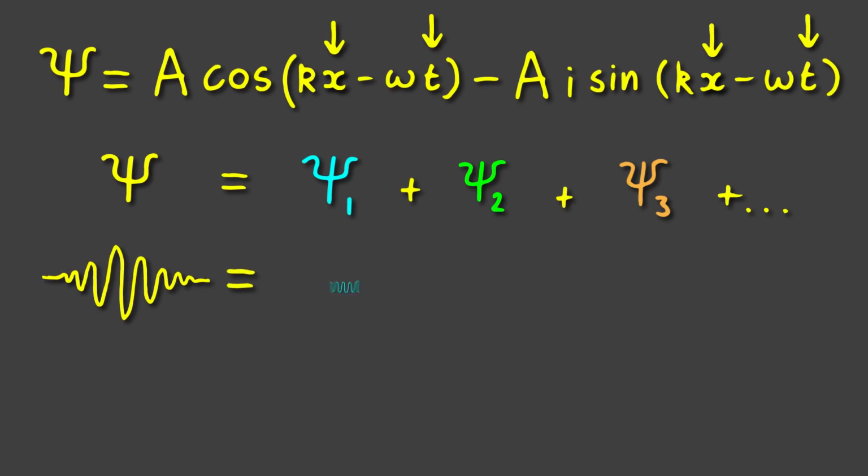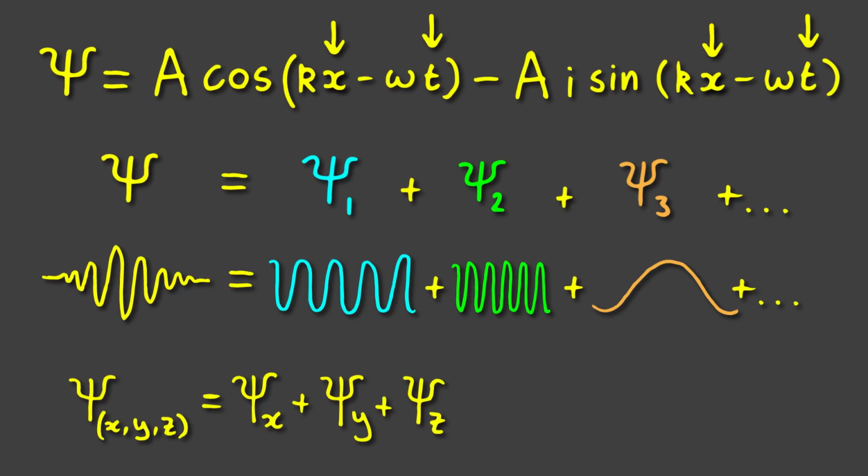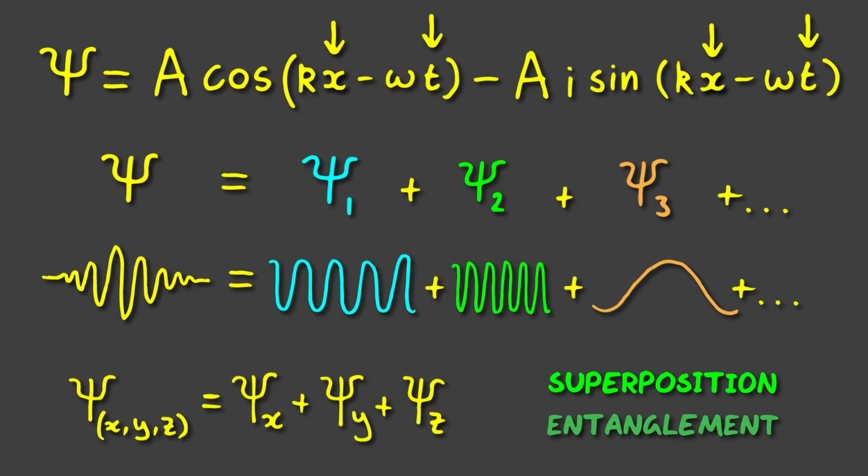This means that you can represent a wave function of any shape just by adding together many waves with different parameters, and also represent waves in 3 dimensions instead of 1. This linear combination of wave functions is also important for superposition and entanglement, but these are topics for another day.